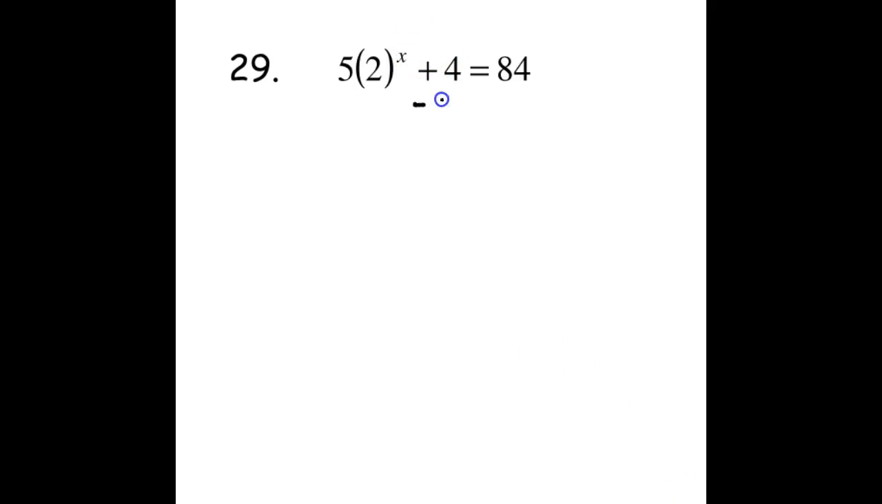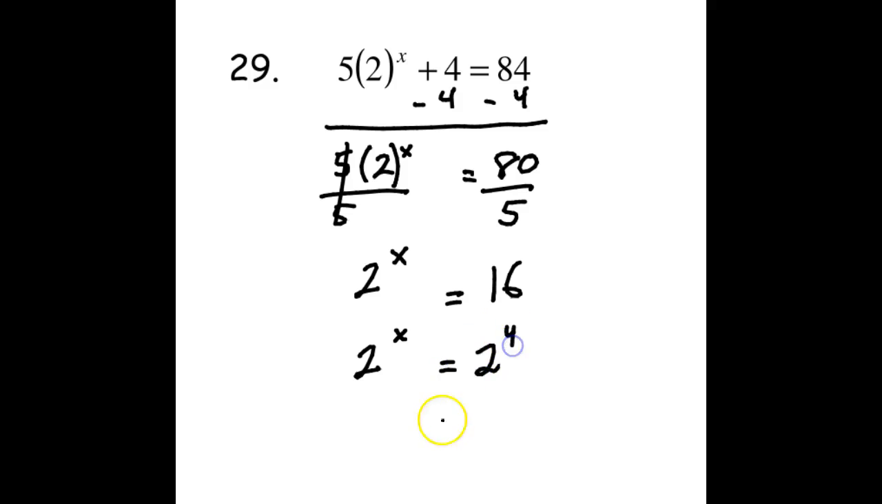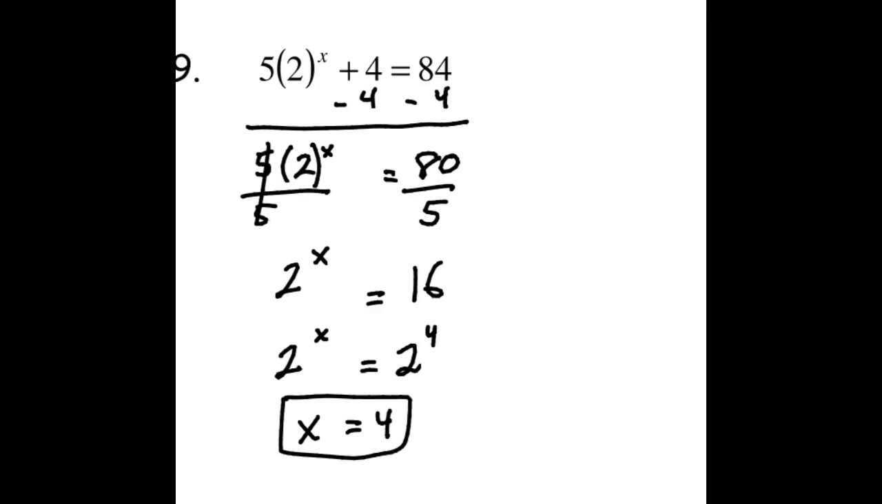Here we go, we got addition, so let's subtract. Okay, so we have 5 times 2 to the x equals 80, and then divide by 5, both sides. Okay, so 2 to the x equals 80 divided by 5, which is 16. And now 16 is 2 to the 4th. So, you know, x equals 4. And you can do the check for that.